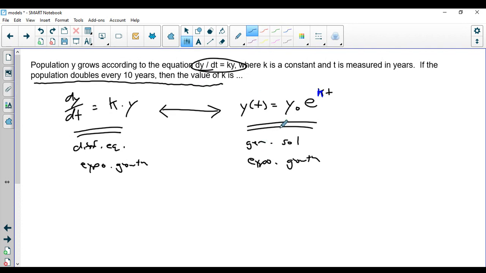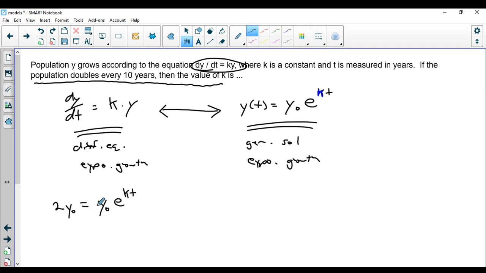Well, first off, what does it mean that the population doubles? Because, by the way, I don't even know the initial population in this problem. They didn't give it to me. I just know the initial population is the initial population. So I'm representing that as y naught. So then what would double that be? Well, wouldn't it just be 2y naught?